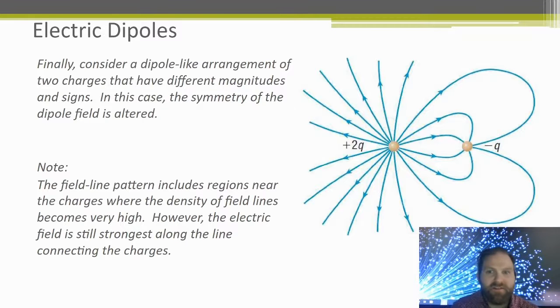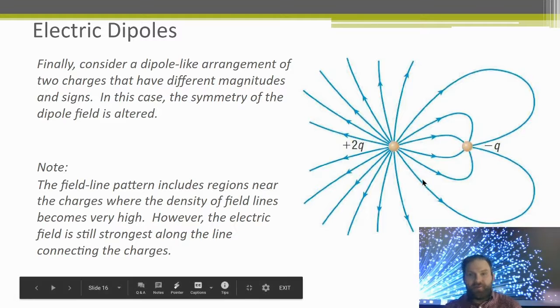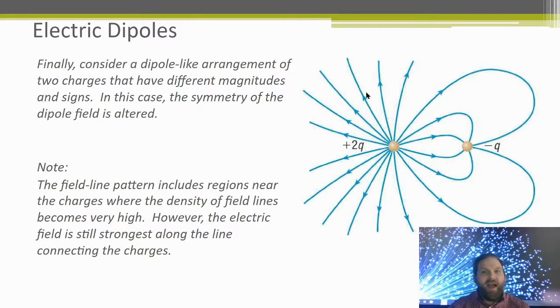Okay, finally, this is where I talked about the number of lines. Here we have a positive charge that's 2 times bigger than the negative charge. So we have double the amount of lines going away from this positive charge. And again, we see how a positive charge would be affected by these two charges at once.